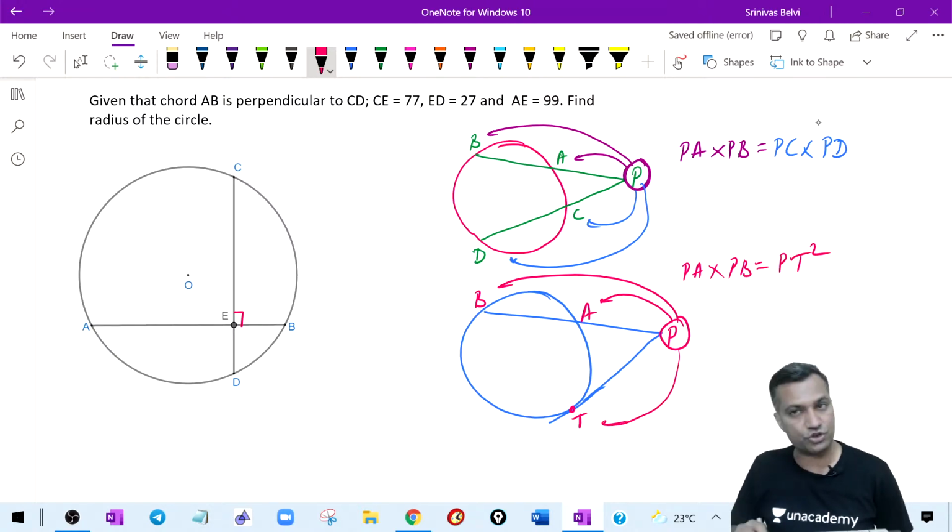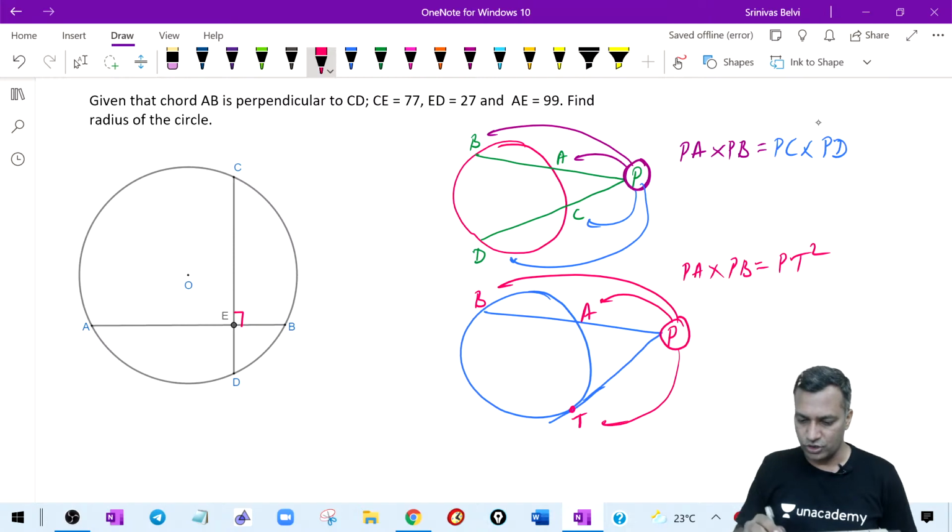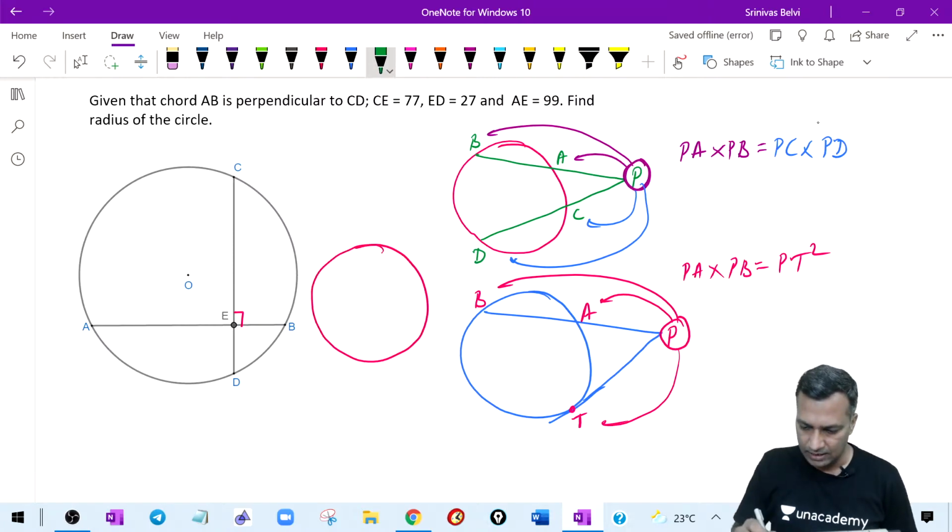That's nothing but PT square. Fair enough. The third portion of this: what if the point lies inside? I have a circle. Let's say there is a chord inside here and another chord inside here. Now this particular point is P. Let me call the other ends A here, B here, C here, and D here.